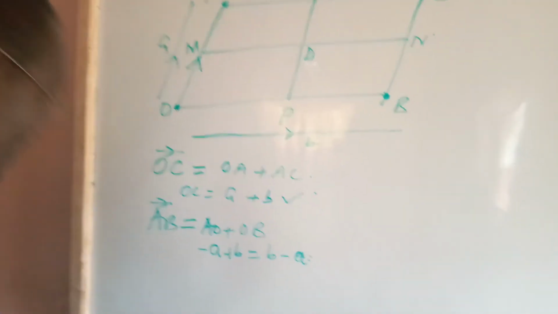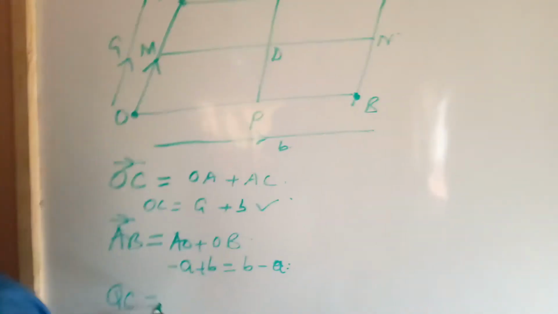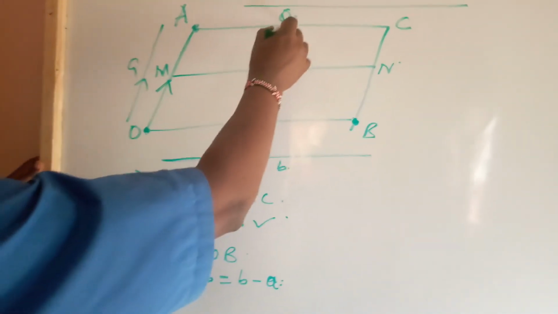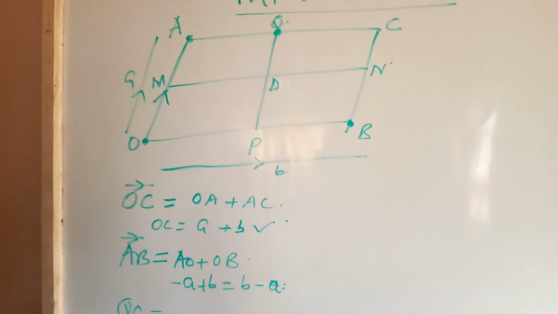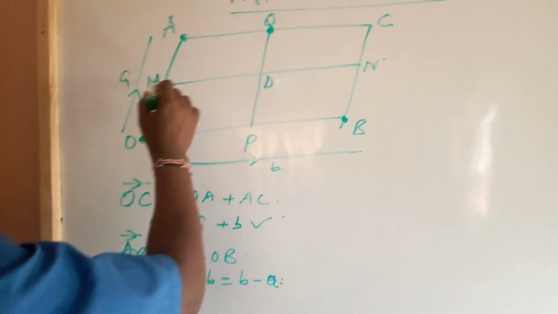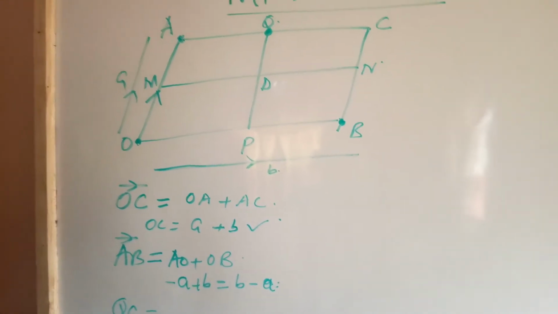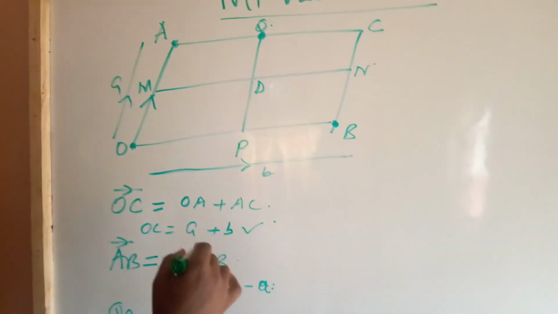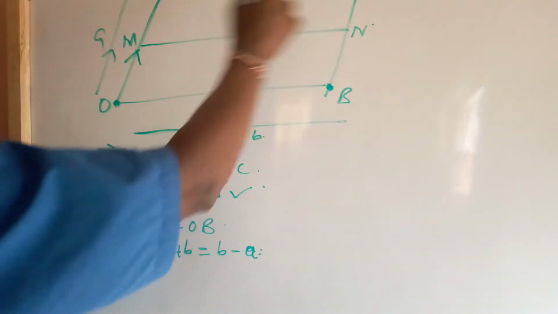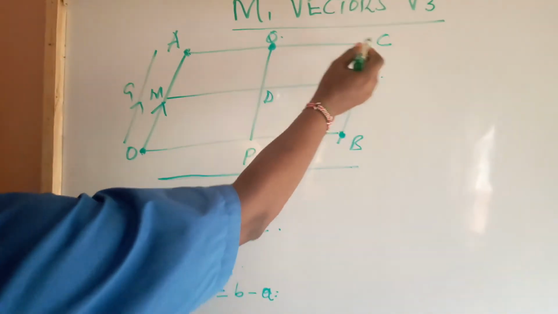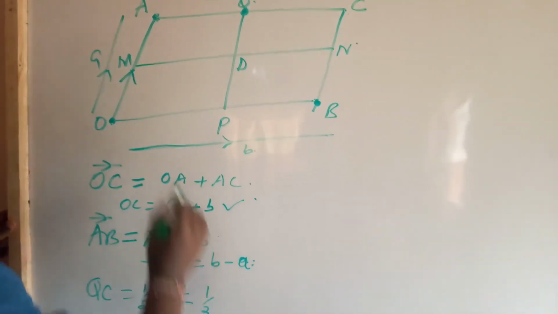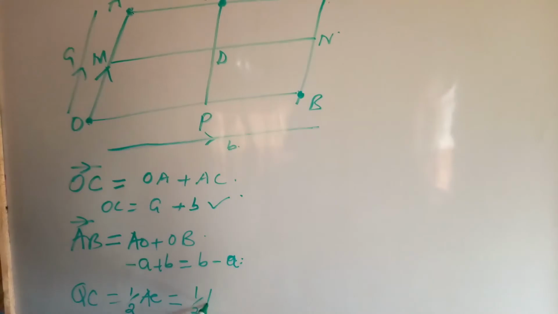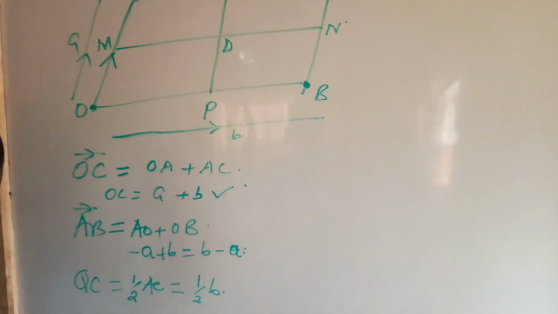What about QC? Vector QC. Where are we starting from? We are starting from here, and then we are headed there. P, Q, M, and N, we were told that they are the midpoints of the outer sides. So Q is the midpoint of AC. That means vector QC is half of vector AC. So QC is half of vector AC, and AC is OB, which is B. So QC is a half B. That is as far as QC is concerned.